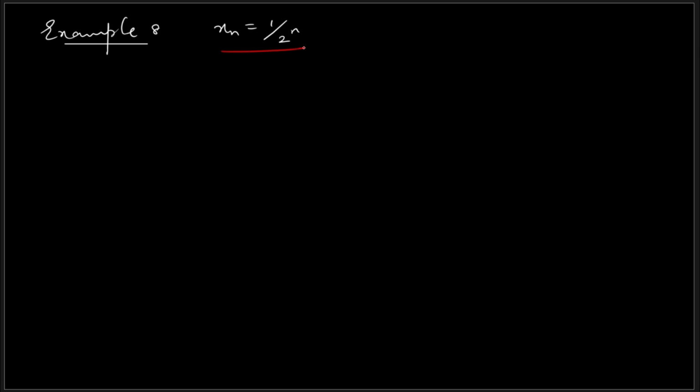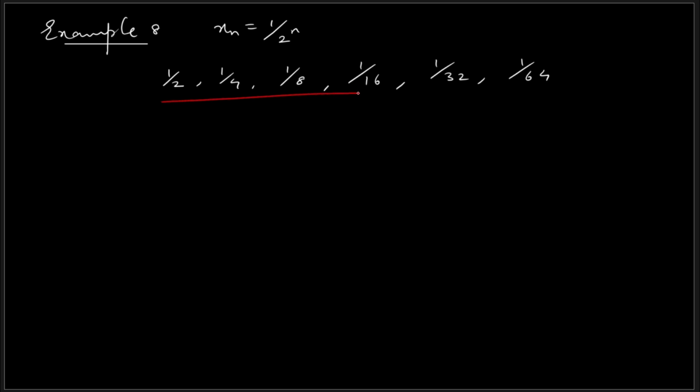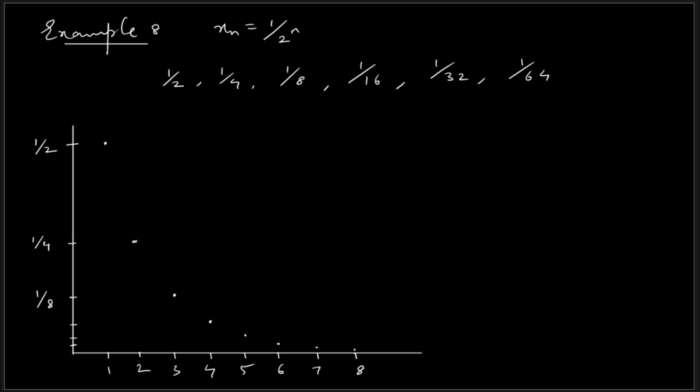We also have a similar sequence, right? 1 by 2 power n. It also can be enumerated as 1 by 2, 1 by 4, 1 by 8, 1 by 16, and so on. And if we plot this sequence, we get a similar behavior, right?